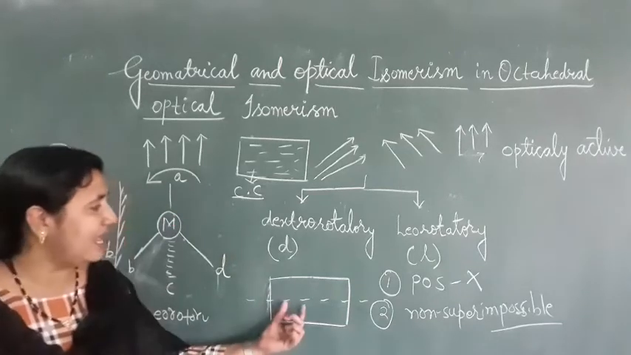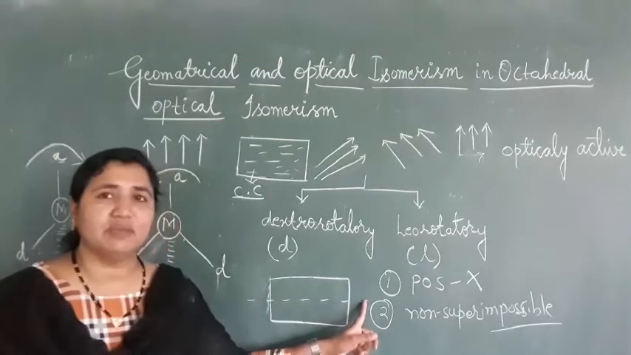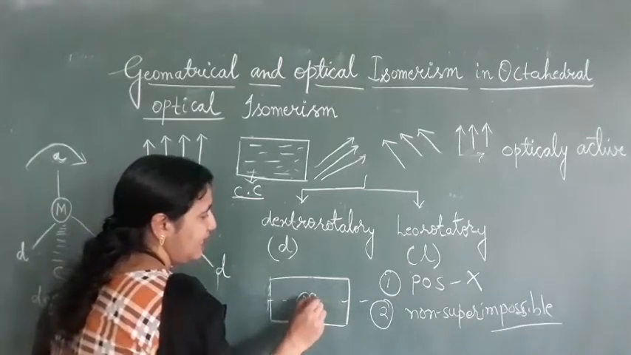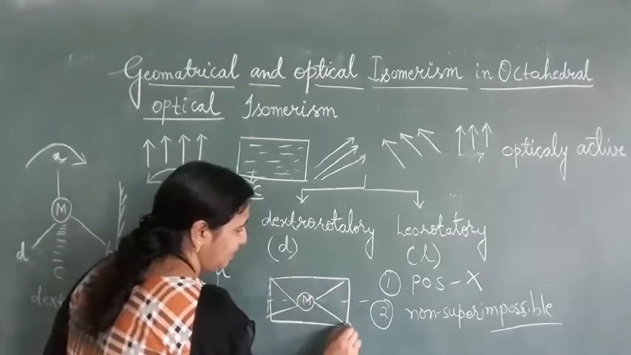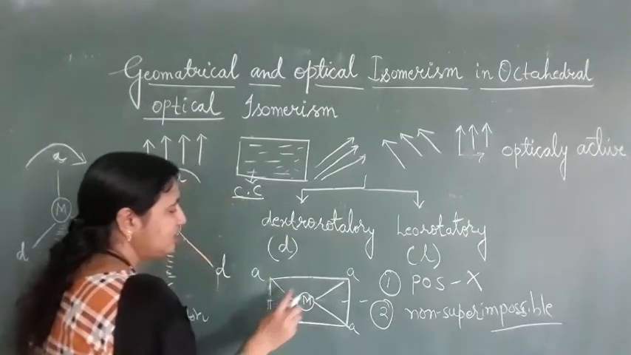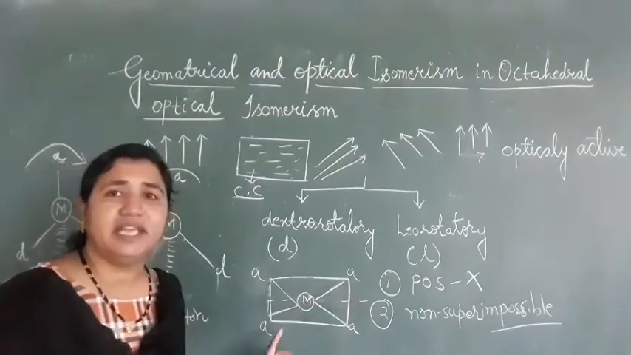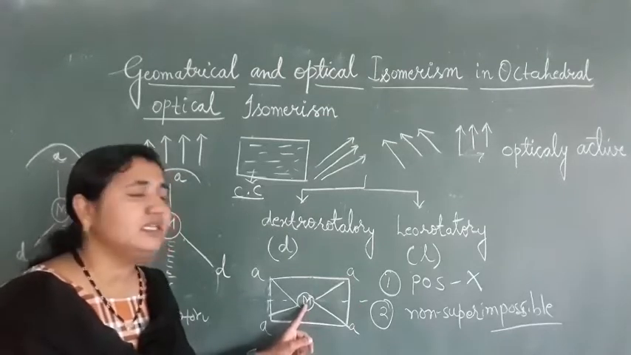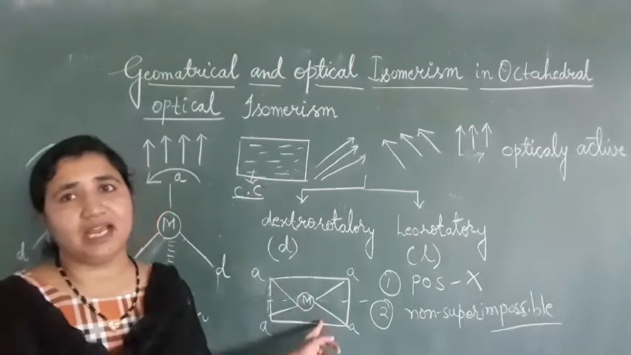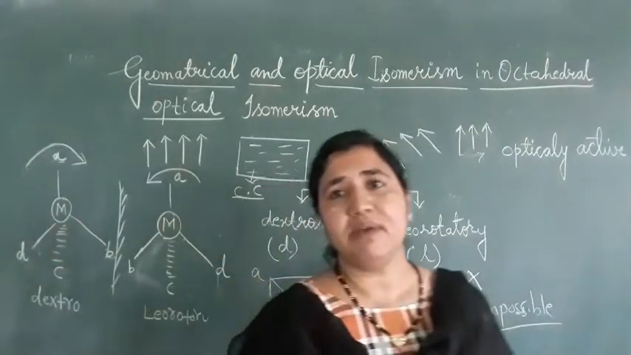So see here, I have given the example of this square. I said that this square has a plane of symmetry. If you take the square planar structure, this is our metal, and here we have four ligands. Because this is square planar, in the name only it is planar, all the ligands are in the same plane. So this square planar structure has a plane of symmetry. That's why they will not show optical isomerism. So in square planar structures we don't have optical isomerism.